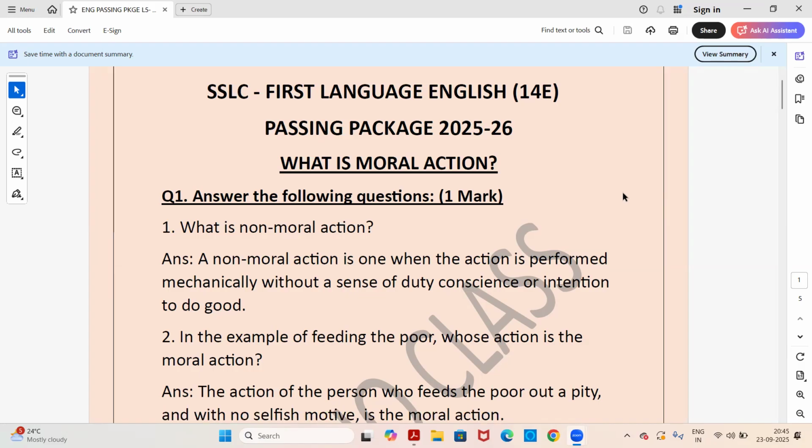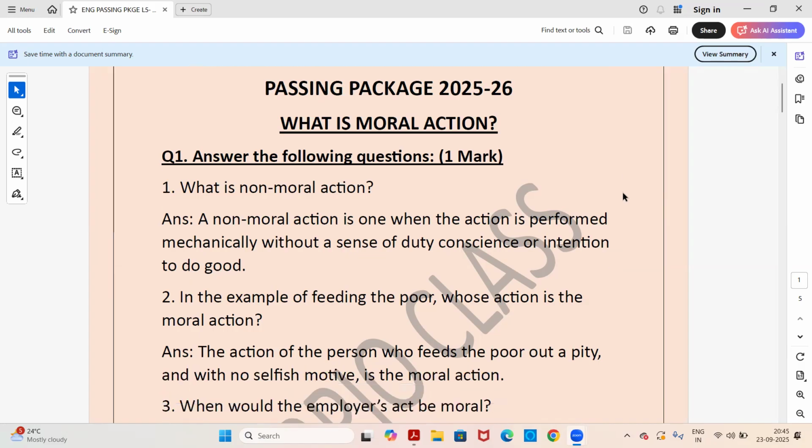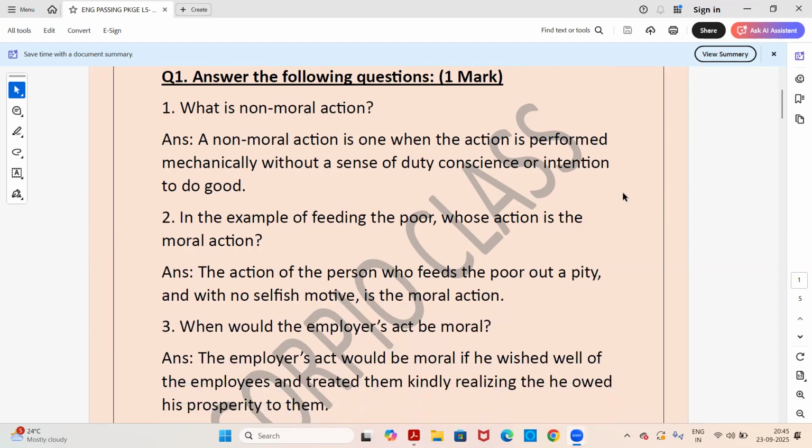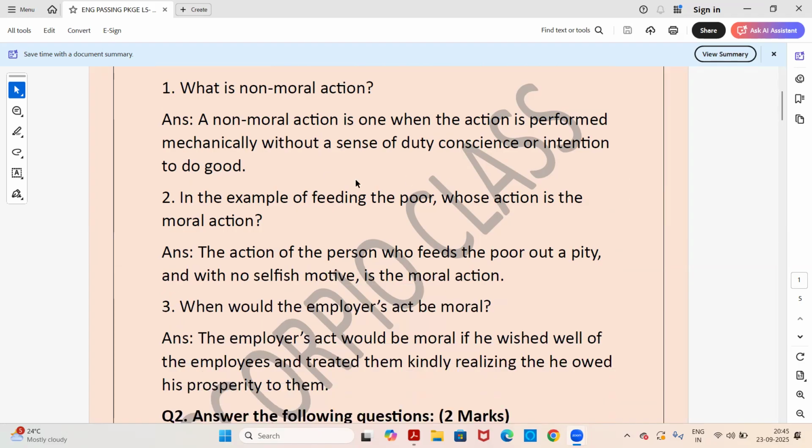Chapter name, What Is Moral Action? Answer the following questions. Like here we are saying 1 mark questions. We are going to discuss 1 mark questions from this chapter. First question, what is non-moral action?